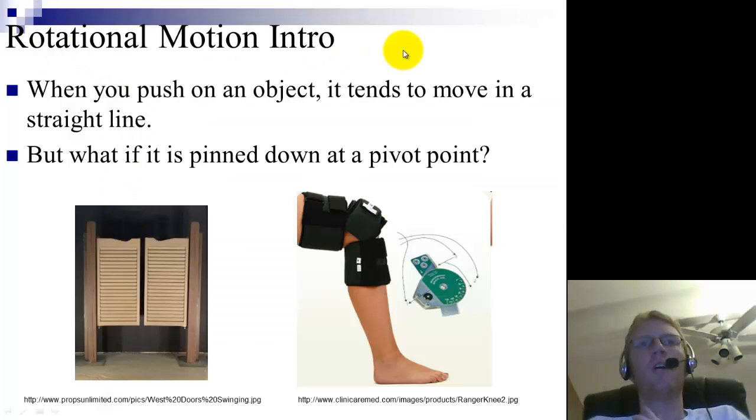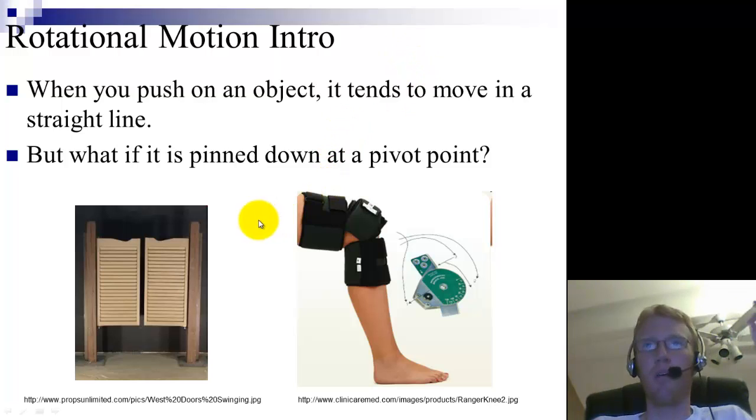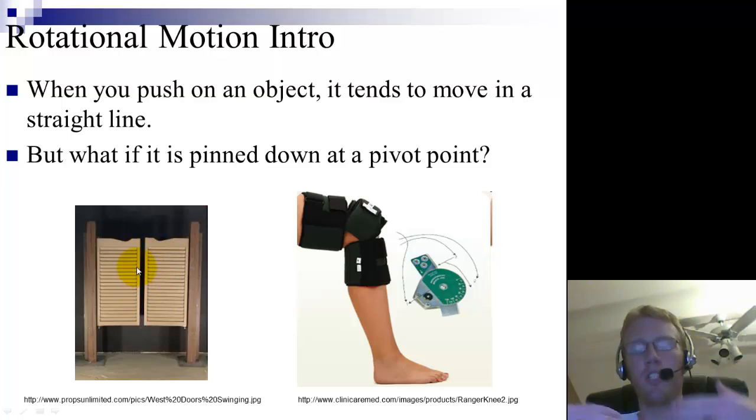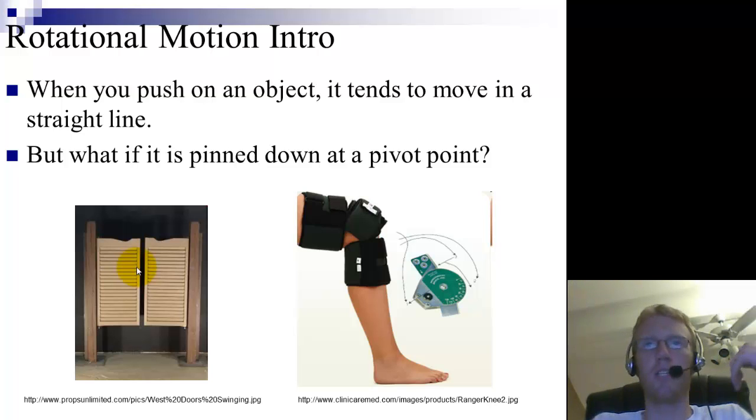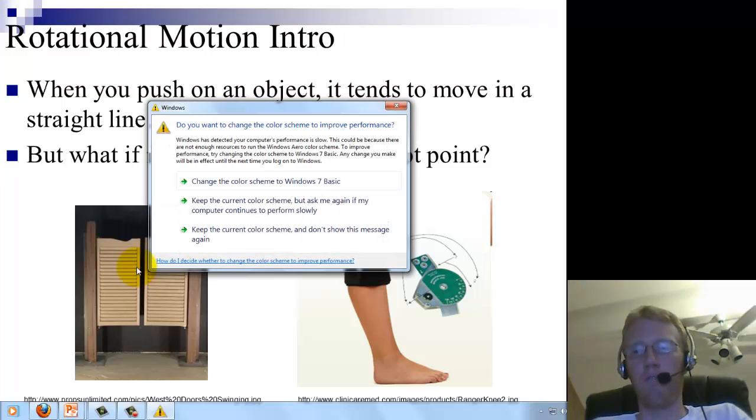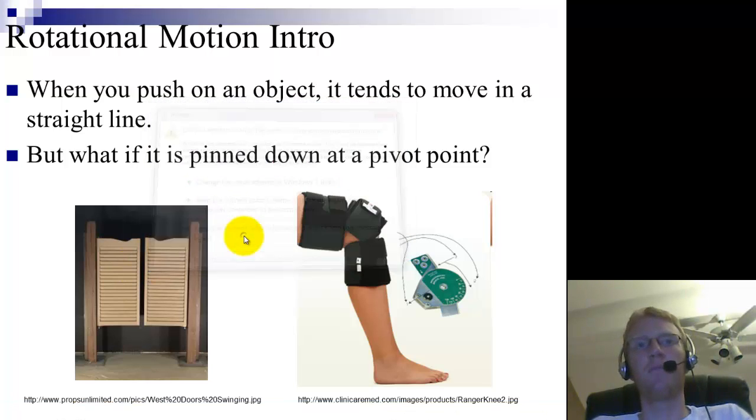So, rotational motion intro. When you push an object, it tends to move in a straight line. Some examples of things where there's a pivot point, where something is pinned down, leading to rotation, are the doors on a classic old-fashioned bar. Even though you're pushing on them, they don't actually move forward. Instead, they rotate because there's also a force on the hinge that's holding them in place. And if the two forces are not directed along the same axis, the object will tend to rotate. Just try taking something in front of you, pushing forward on one side and backward on the other side, and you'll see right away what I'm talking about.